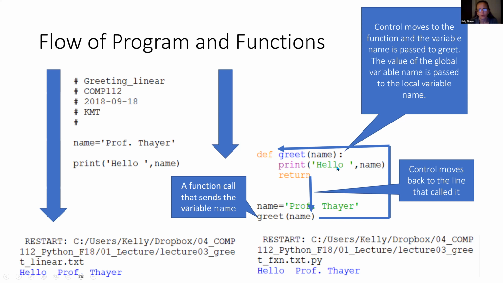It will print hello, comma, name. And then the return statement will return the control back to the caller, which is the function call right down here. So both of these functions, well, okay, this one's a function, this one's not a function. Both of these programs have the same output. We see that it produces the same thing, but the way that we got there is very different. This one was just linear, and this one had all of this control going around that we need to follow in order to get to the result that we got.